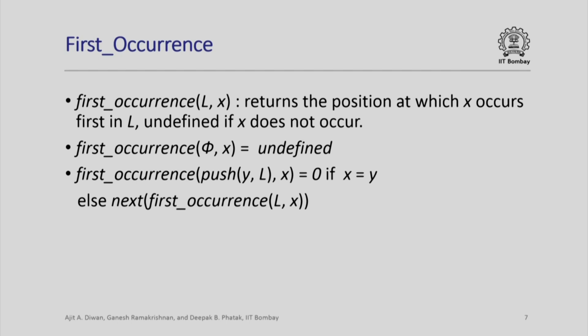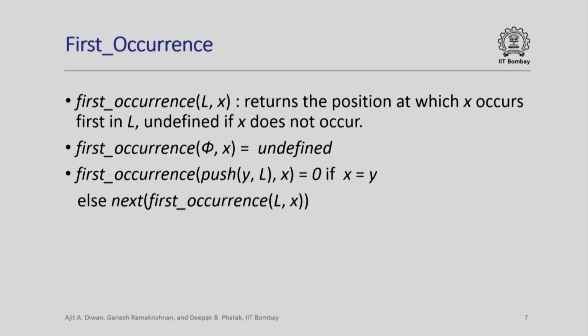So, let us look at another function called first occurrence L x, which returns the position at which x occurs in the list L for the first time, and it is undefined if x does not occur in the list L at all. So, first occurrence of empty list x is undefined, as the empty list does not contain any elements. So, first occurrence of x in a list obtained by pushing y in list L is 0 if x is equal to y. If the first element of the list itself is x, then the position is 0.